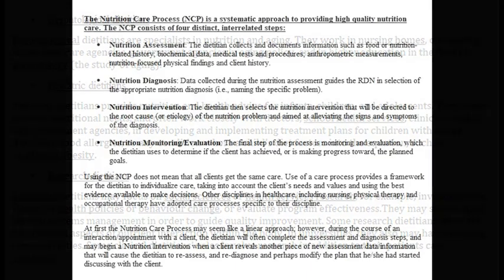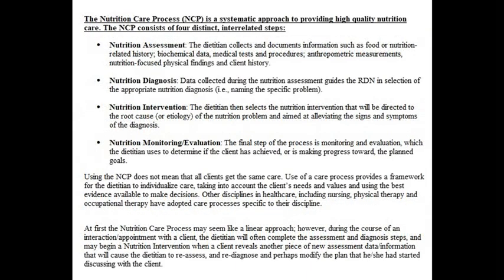Okay, so well discussed. Now we will go into the meaning of the nutritional care process. What does it mean and what does it consist of? Okay, the nutritional care process is a systematic approach to providing high quality nutrition care. It consists of 4 distinct interrelated steps.